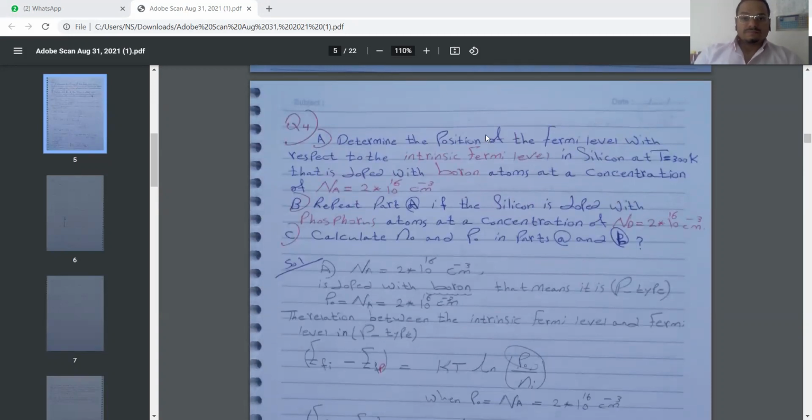This question is about a doped silicon semiconductor. Here, determine the position of the Fermi level with respect to the intrinsic Fermi level. That means this question will be different from the last one. Here, we will calculate the distance between EF and EFI, the intrinsic Fermi level, in silicon at room temperature.